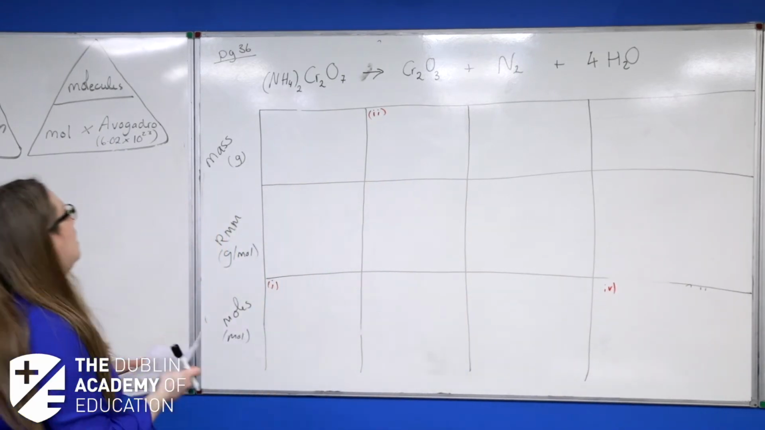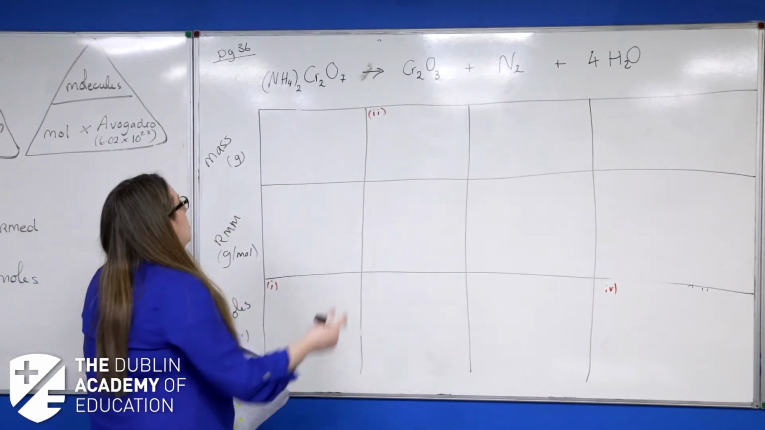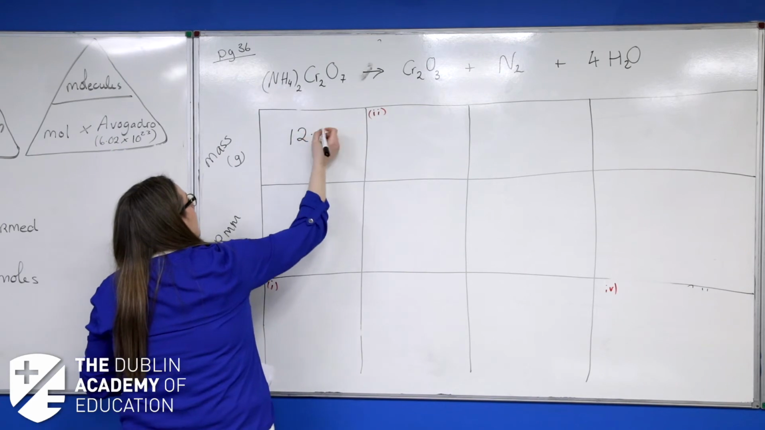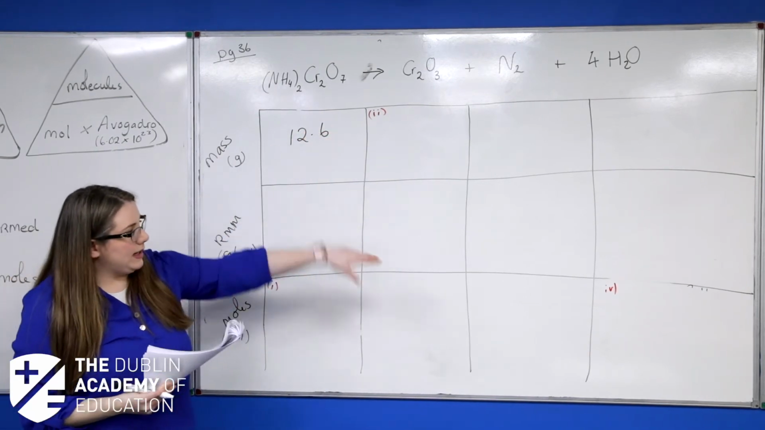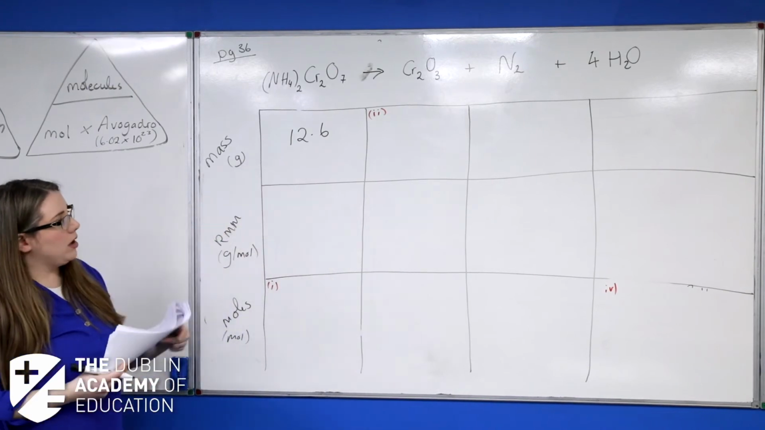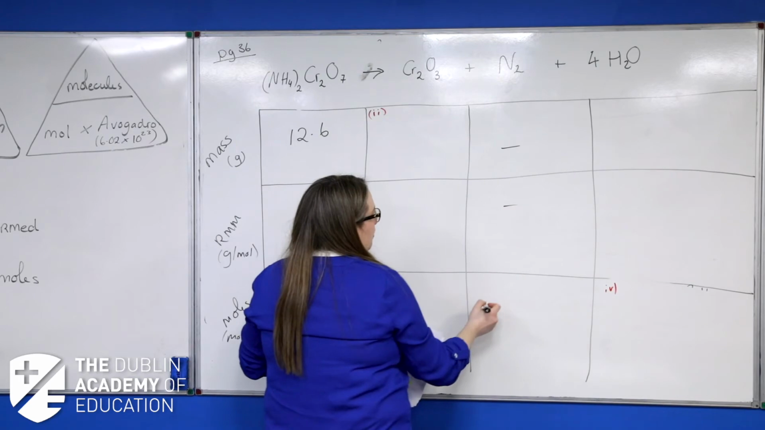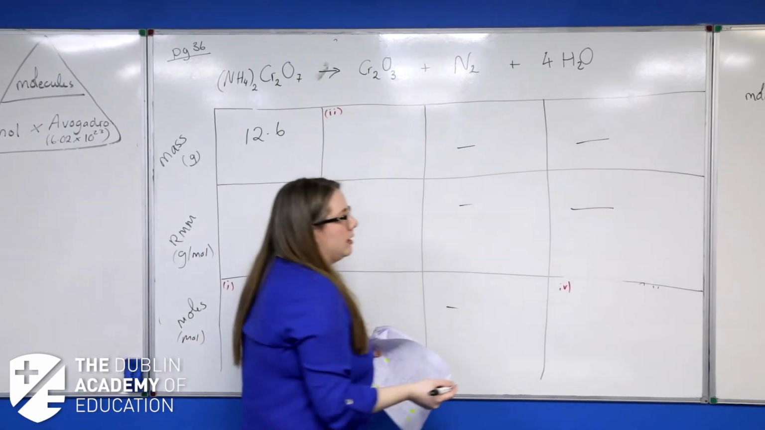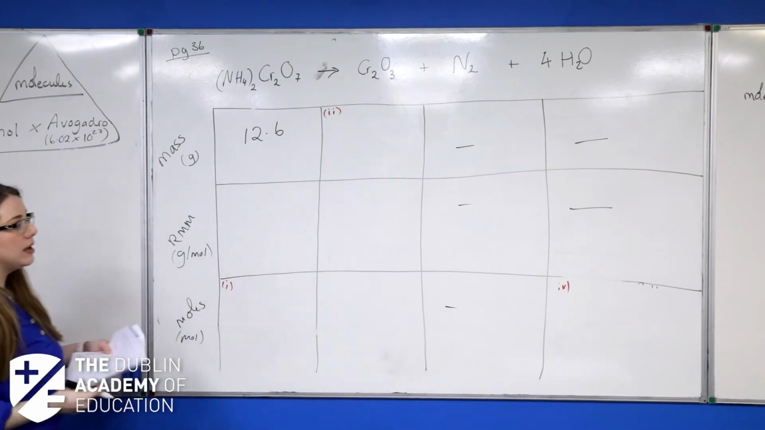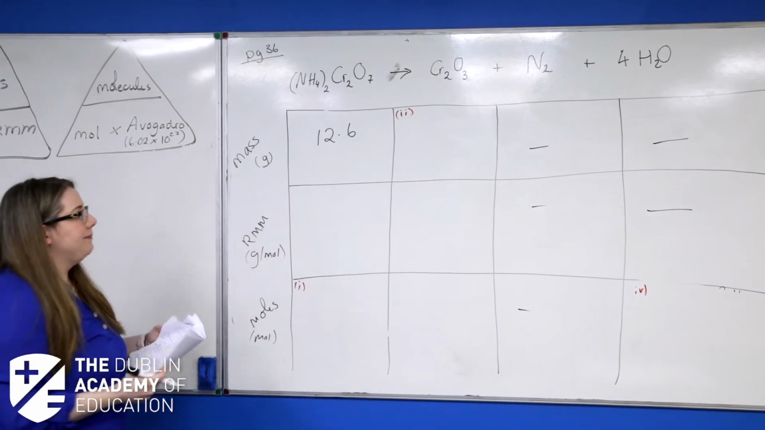Okay. And what are we given? In the question, we're told that we had 12.6 grams of our ammonium dichromate. And we need to use this to fill in the blanks. Now, we're not asked for anything at this point for nitrogen. I don't want any of this, because I don't need it. I don't need the mass of water produced, you're not asked for it. So anything you don't need, you can just leave it blank.